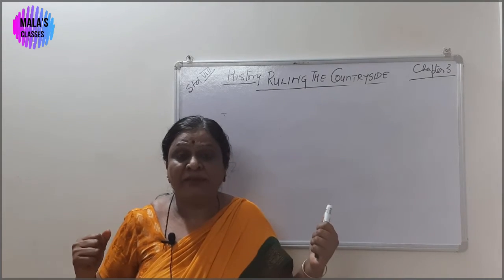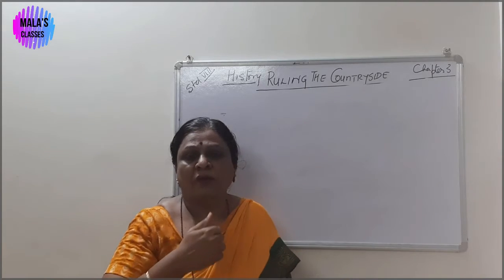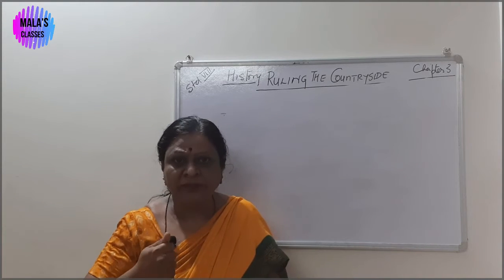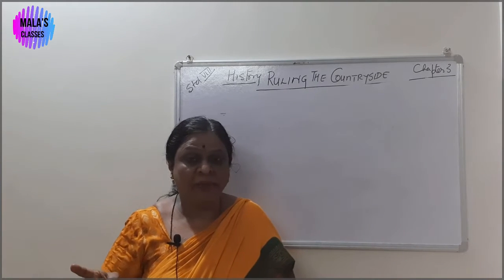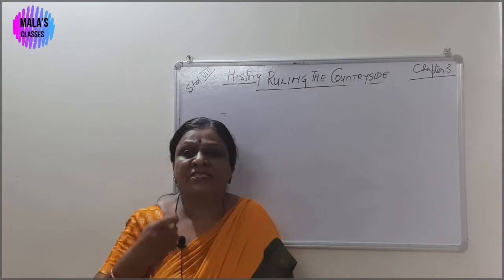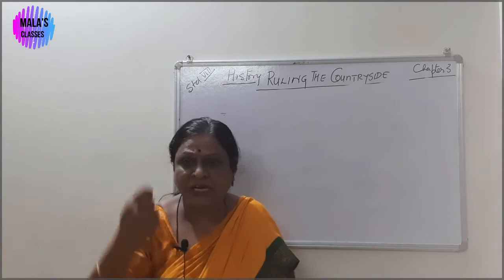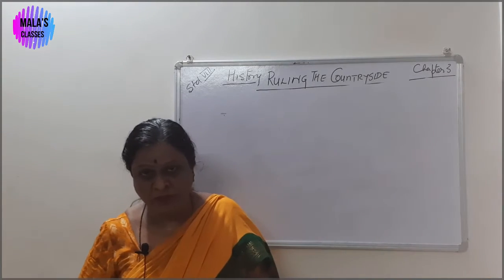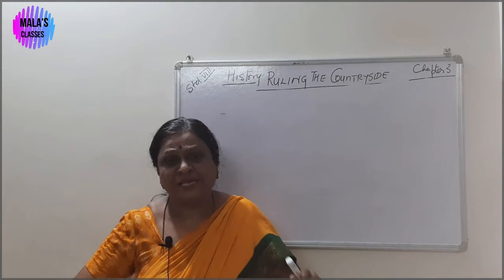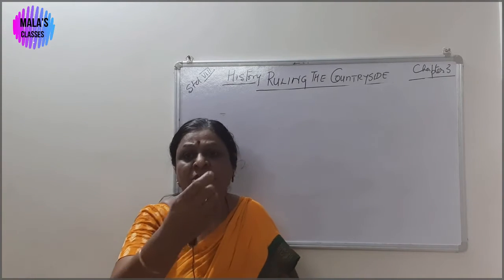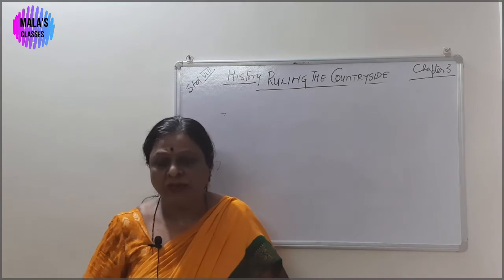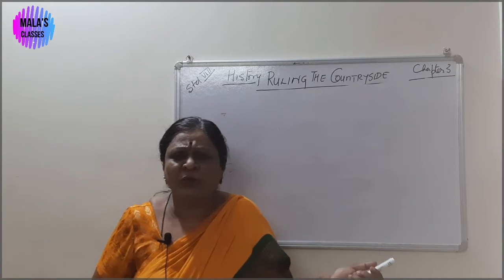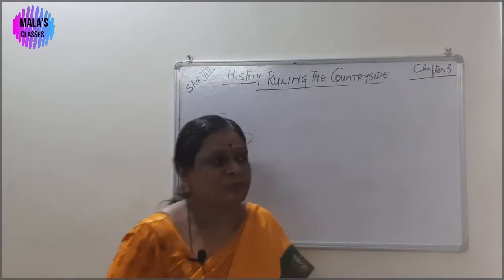Once they had expanded the territory, now what? What are they going to do with that territory? They have to do something. Remember, their sole aim was to make as much money and profit from our country as possible. So they started devising new methods by which they would have a regular revenue. Revenue means money. So what were the systems that they used? Let us see in this chapter.